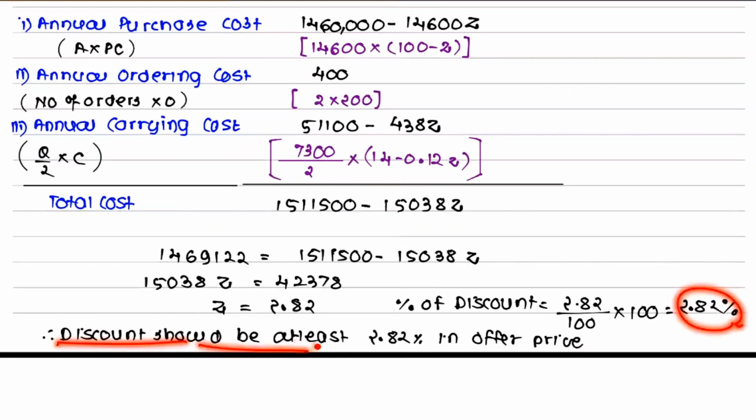Discount should be at least 2.82% in the offer price minimum, or it should be more than that. If it is this much, my cost is 0. Matlab no benefit, same cost. But if my discount is more than this, then it makes more sense to me. Clear with this? Pakka? Can I start with the next question? Okay, so done with this.